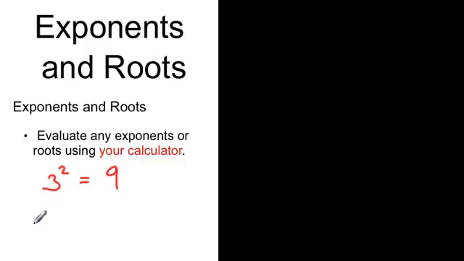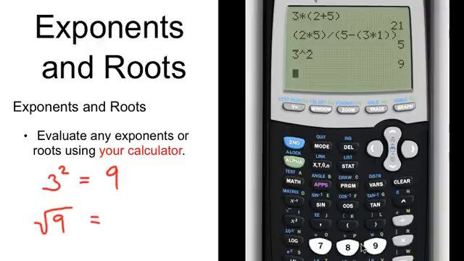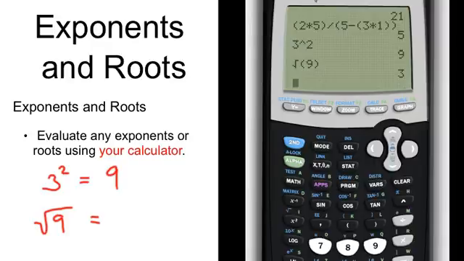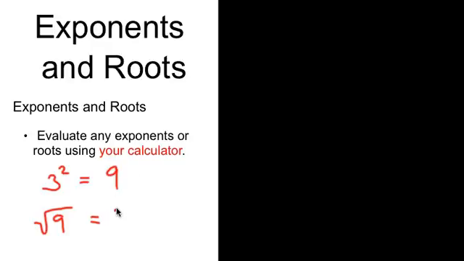Same thing with roots. If I'm asked to find the square root of something, say the square root of 9, I expect you to use your calculator for that. So to enter that in, we would type in the square root symbol, which is right over here. Anything you see written in blue, you can access by pressing the 2nd button first, and then the button where you see that blue label, and then we can type in our number, and the square root of 9 is just 3.